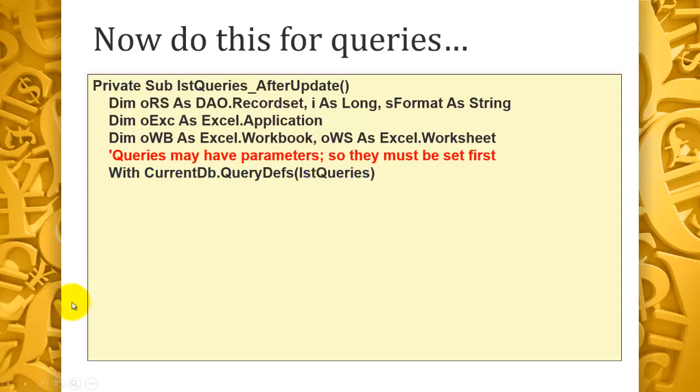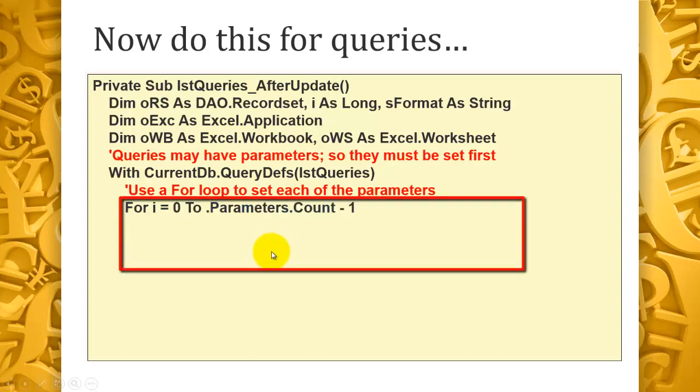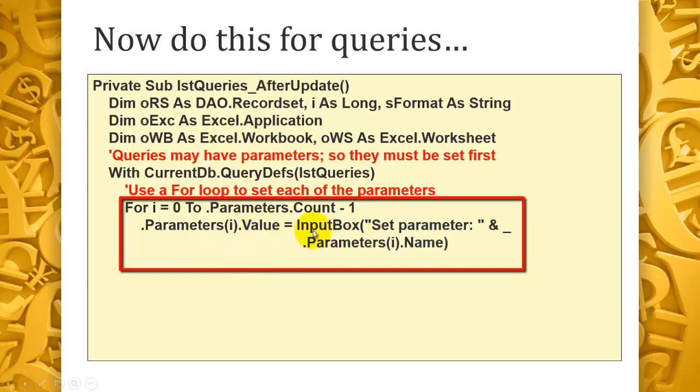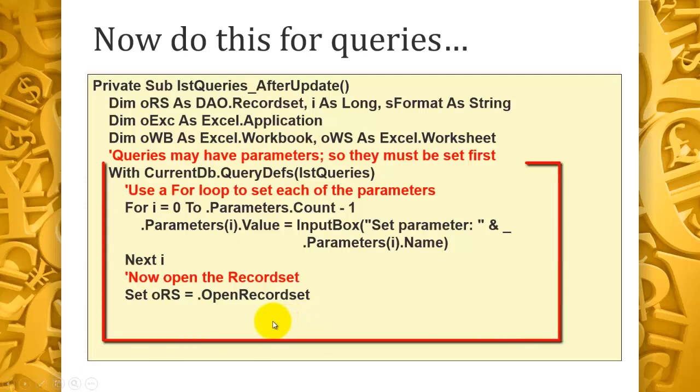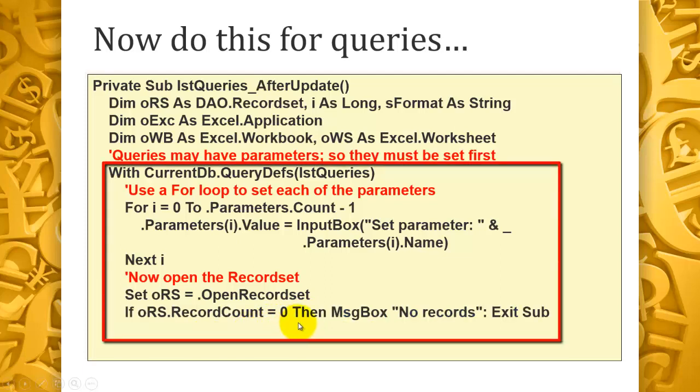So we talk to the query definition collection, the specific one that you had selected, one of the queries you had selected. Use a for loop to set each of the parameters. For I equals 0 to the current database query definitions dot parameters dot count minus 1, go to the value of the first parameter and set it through an input box. Close the loop. Open the record set with the set keyword. If the record set has a record count of 0, then we tell the user there are no records according to the parameter you used.